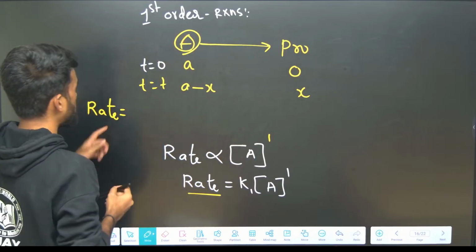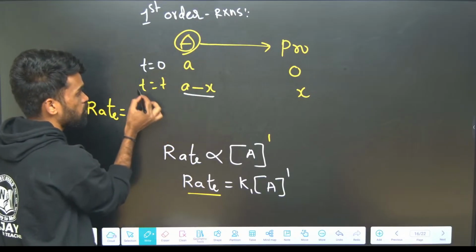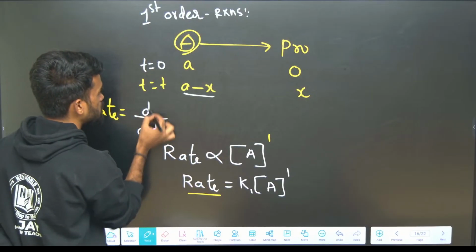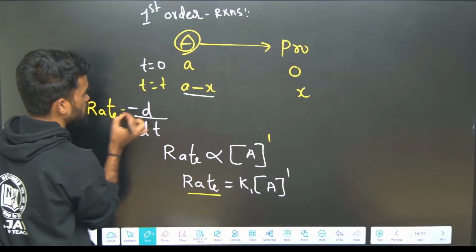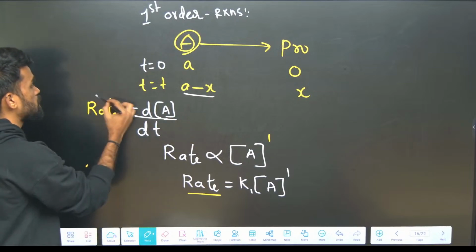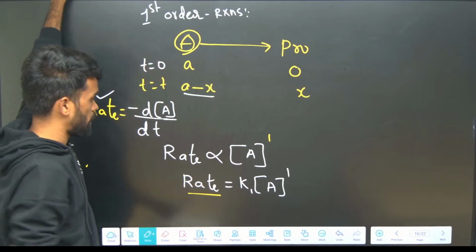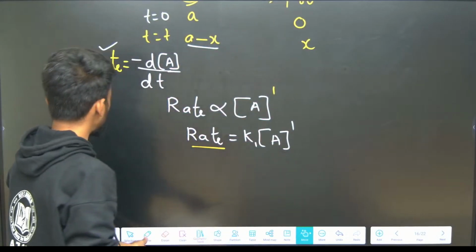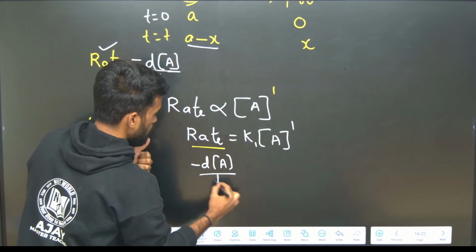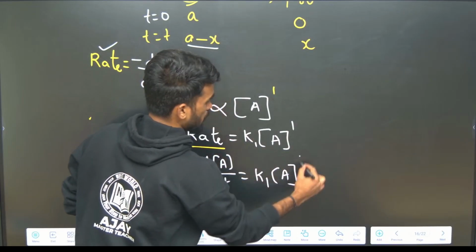Now the rate of reaction is written in terms of the concentration of A, which decreases as time goes on. With change in time dt, there will be a decrease in concentration of A, and decrease means negative, so minus dA by dt represents the rate of this particular reaction with respect to the reactant. This is how you need to write it. So rate is nothing but minus dA by dt, and this is equal to K1 into the concentration of A. We can write it like this.